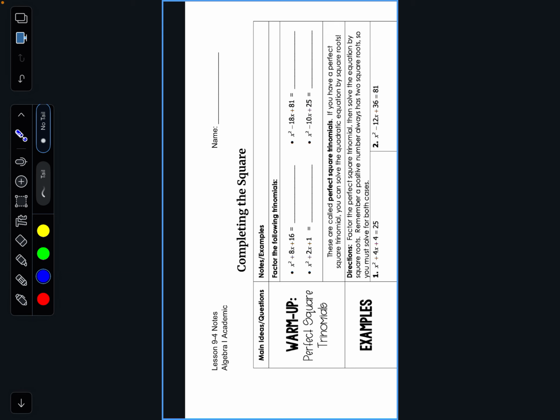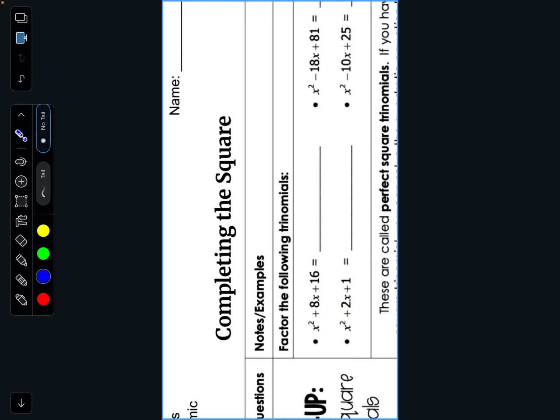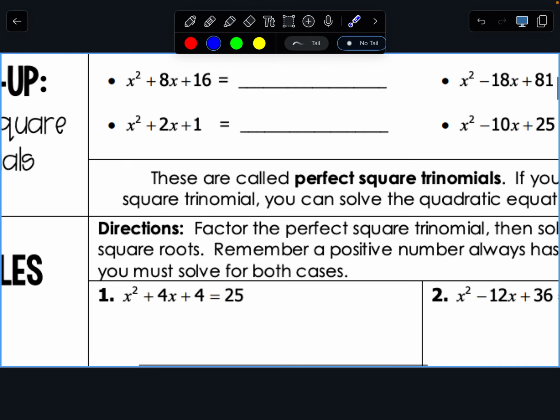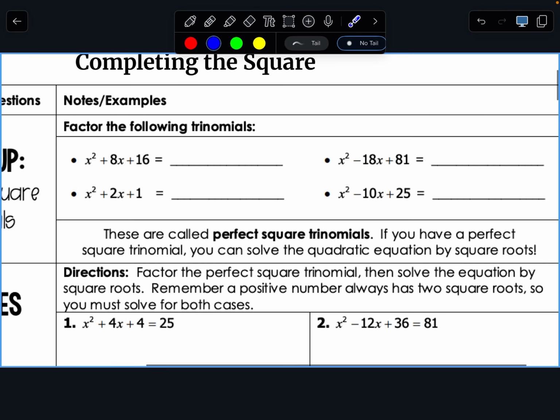So for completing the square, we're actually going to have to factor perfect square trinomials. We're going to dip back into factoring from that one lesson, perfect square trinomials, and we're going to use this to be able to solve quadratics. Up here at the top, whoops, my screen turned again. Up here at the top, I just want to first review and practice factoring these trinomials.